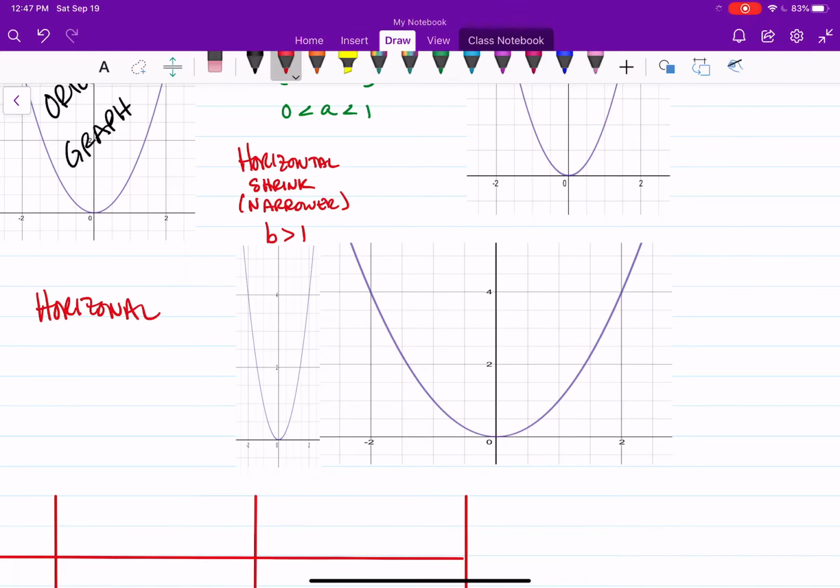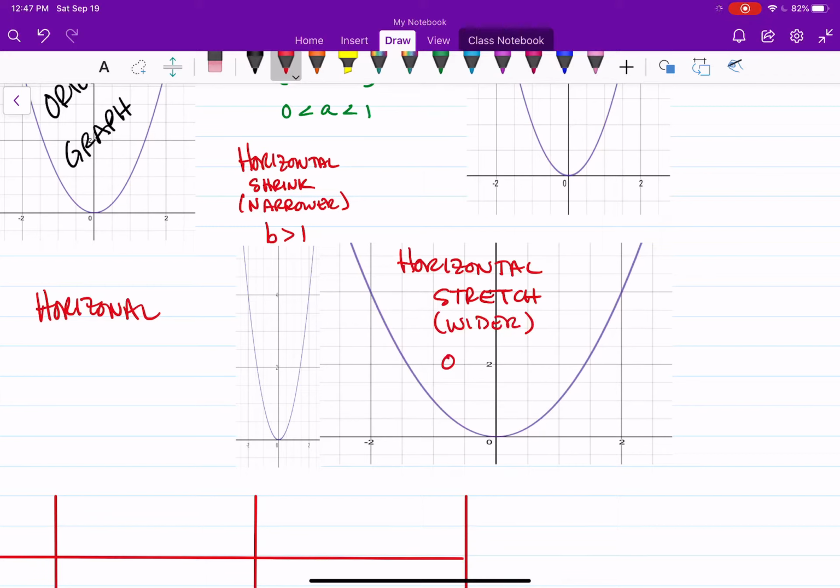So there you go. So this is called a horizontal stretch. Okay, so this is obviously wider.